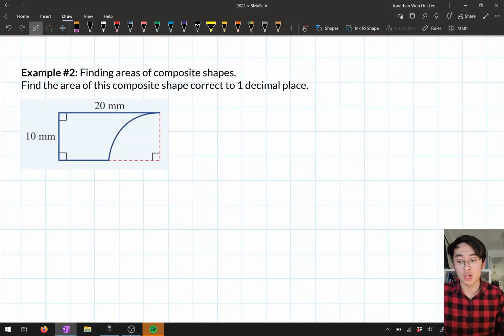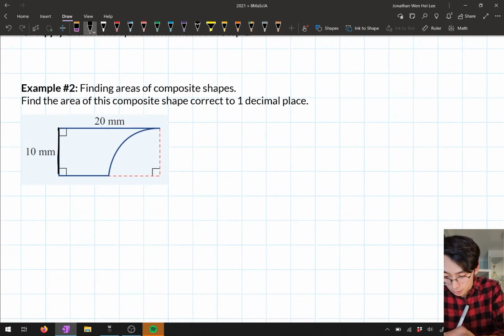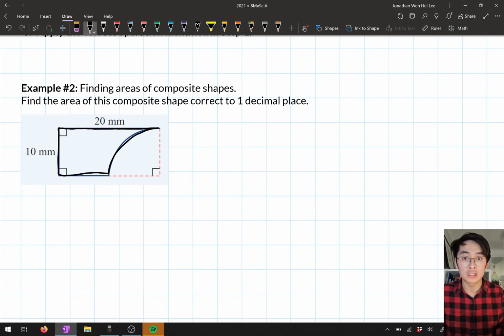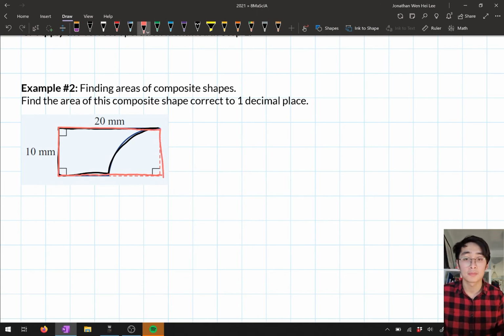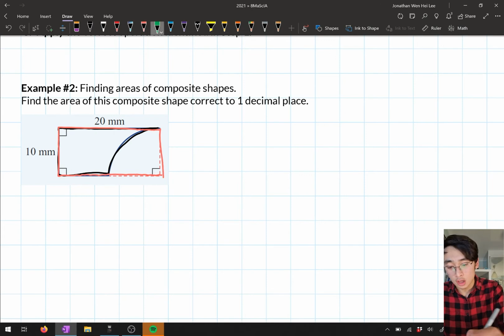Example 2, find the area of this composite shape correct to 1 decimal place. So here we've got a shape, the one in the blue lines here. And as you know, if you have a look here, it's actually made up of two shapes. What two shapes can you guys see here? Well, when I'm looking at this, the two shapes that I see is, first of all, a big rectangle, the big rectangle here in the pink lines. And then the other shape that I see is what kind of looks like a quadrant or a quarter of a circle.